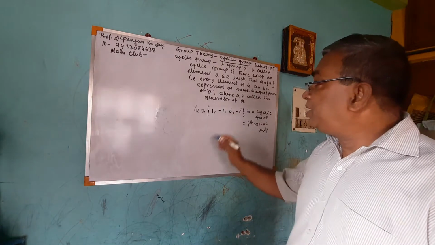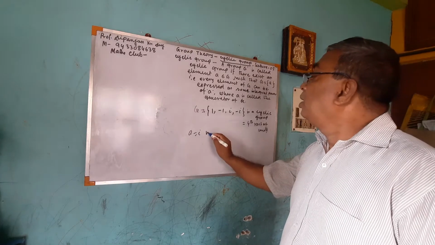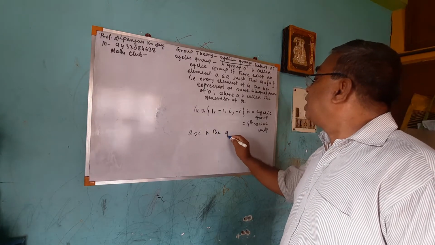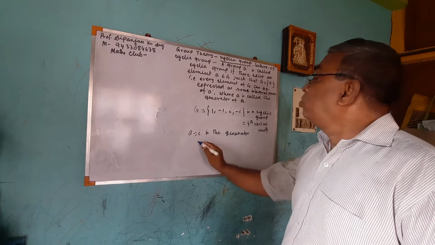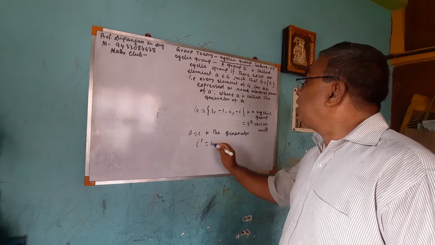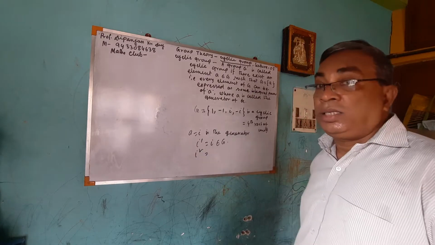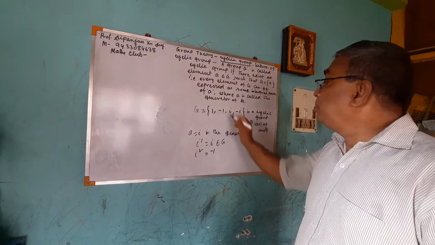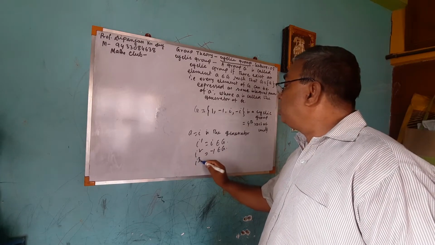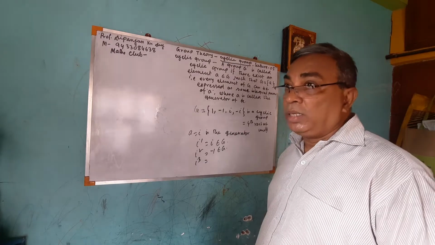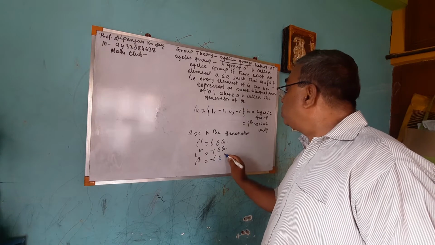Now, suppose I am saying A equal to i. Suppose I am saying i is the generator. Then i to the power 1 is i, which belongs to G. i to the power 2, i square, that is minus 1, belongs to G. i to the power 3 is minus 1 times i, that is minus i. This also belongs to G.